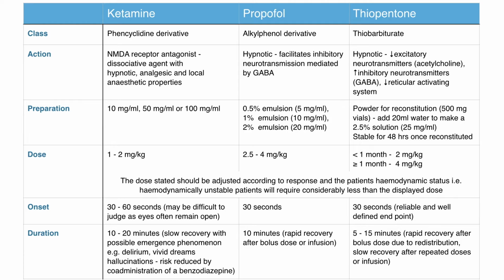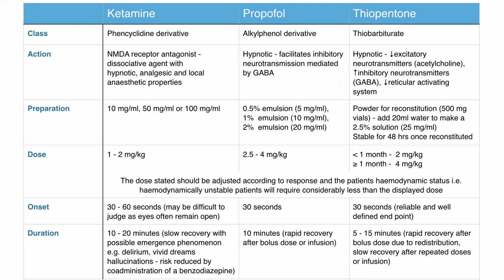To reconstitute it, you add 20 ml of water to the vial to make a 2.5% solution, or 25 milligrams per ml. And once reconstituted, it's stable at room temperature for 48 hours. The normal intubating dose in a neonate is 2 milligrams per kilogram, and for infants and older children, 4 milligrams per kilogram. And as we've mentioned with the other two drugs, the dose should be reduced in hemodynamically unstable children.